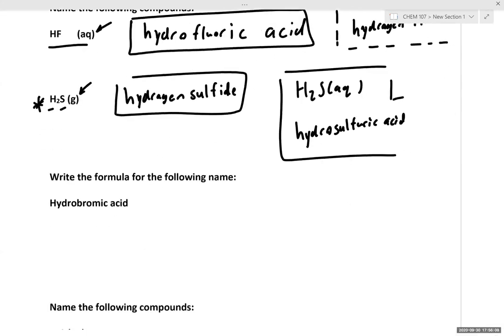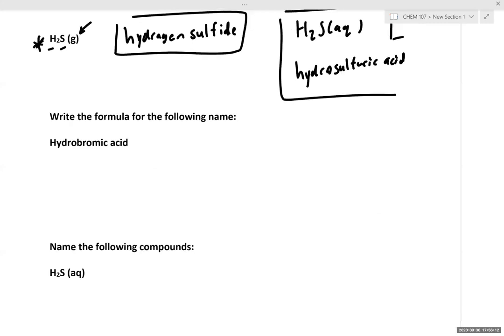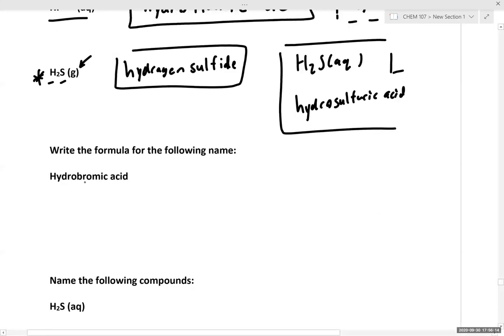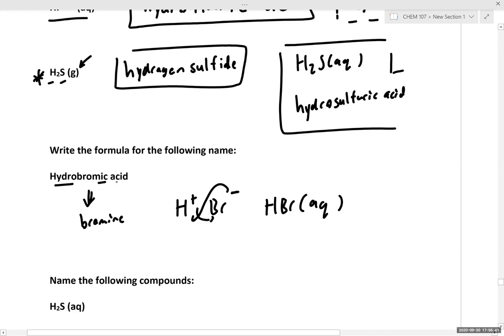Okay, let's try to do some examples where we write the formula from the name. So we have hydrobromic acid. So bromic is derived from bromine. So we have H plus for our hydro component. Bromine or bromic is Br minus in the case of acid nomenclature. We cross our charges and that gives us HBr, and we name this with an aqueous symbol as we have the prefix hydro and acid.